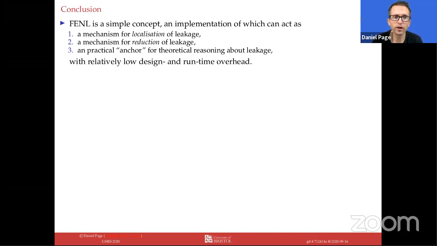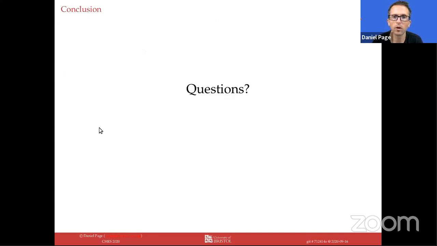So we're able to use Fennel to localize leakage, so find out where it is. We're able to use Fennel to reduce leakage or control it in some way, and as some form of practical anchor for theoretical reasoning about leakage. This session is called SCA Countermeasures. I wouldn't view this as a countermeasure per se, but simply as a way of improving the quality of existing countermeasures in some way. Okay, so that's it. Happy to answer any questions.